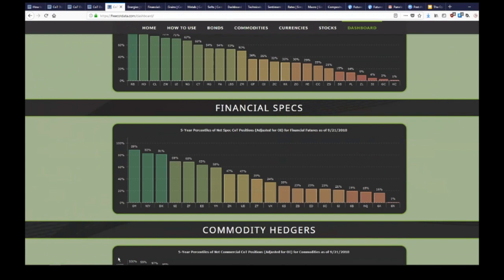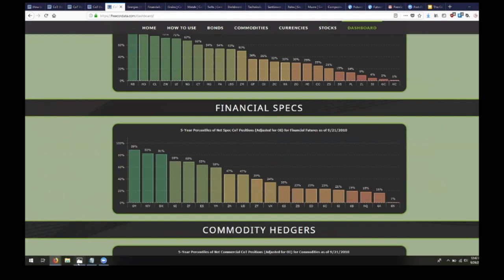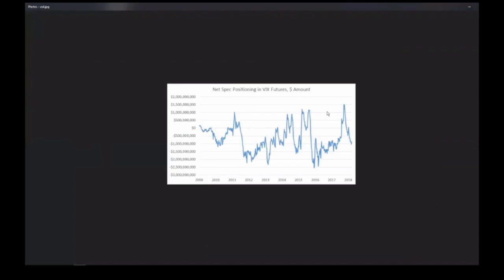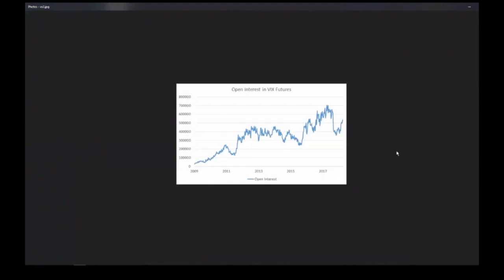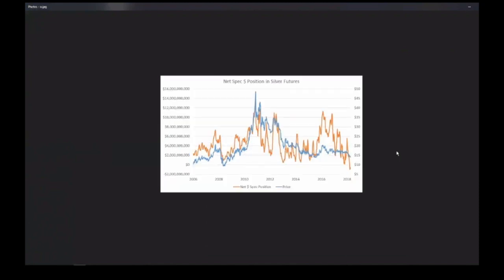So first, let's see, I'll load up some images, because sometimes I like to look at the actual dollar position. This is looking at net spec position in VIX futures. Traders are net short about $1 billion worth of VIX futures and options, which is actually more than they were net short going into early February. And this is OI in VIX futures. It's massively reset after February, and it's crawling higher now. This is a zoom in on silver. It's a 12-year extreme in spec position in silver. I think they're net short about $1 billion or so.